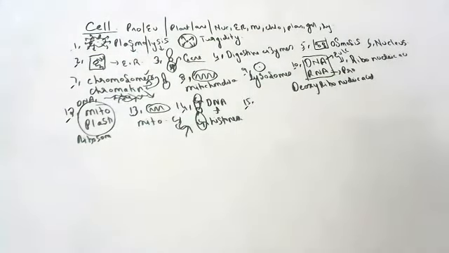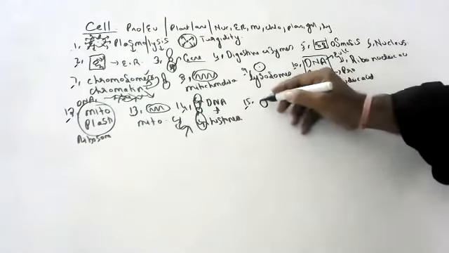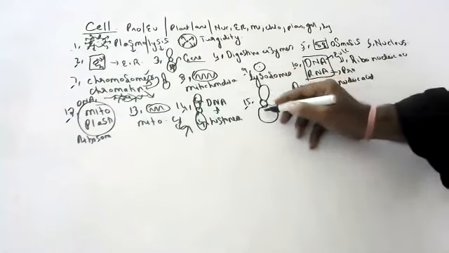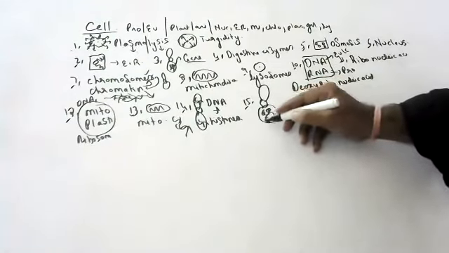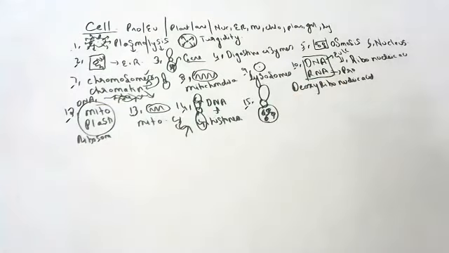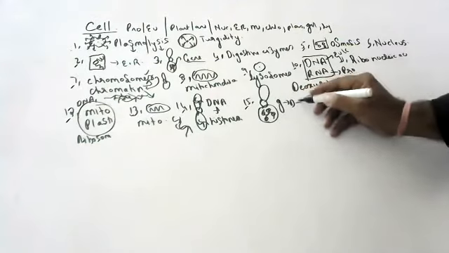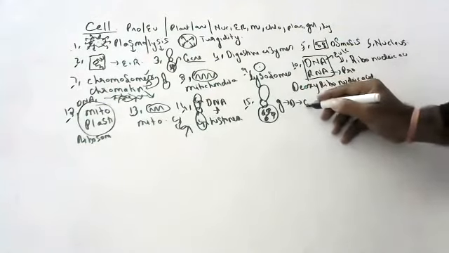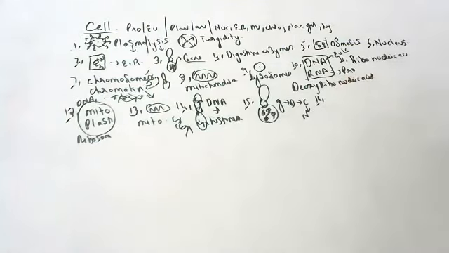Next one. Where are genes located? On DNA. This is the chromosome, and in the chromosome, this is DNA. Genes are present on DNA. DNA is present in chromosomes. Chromosomes are present in the nucleus.